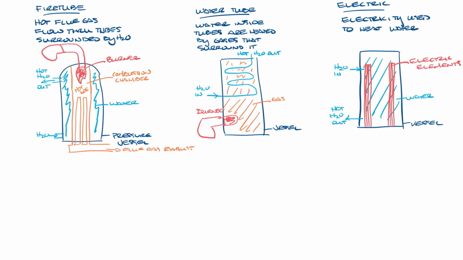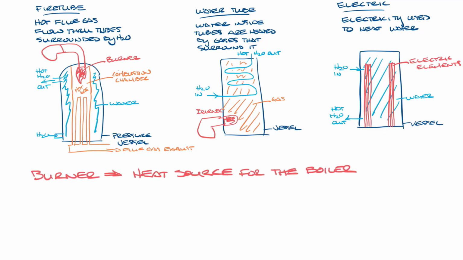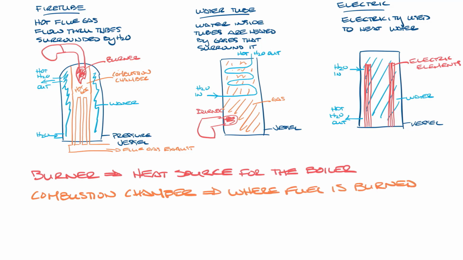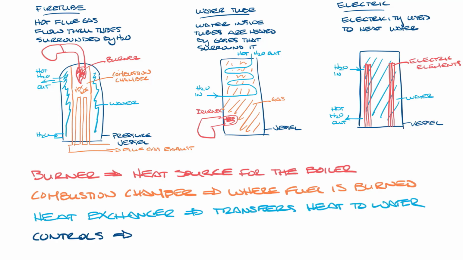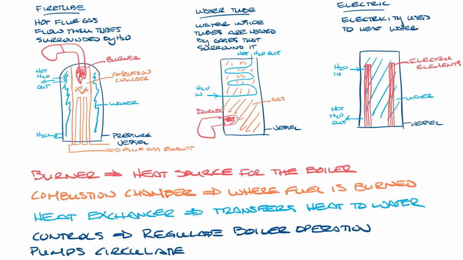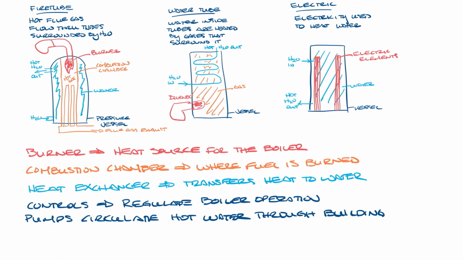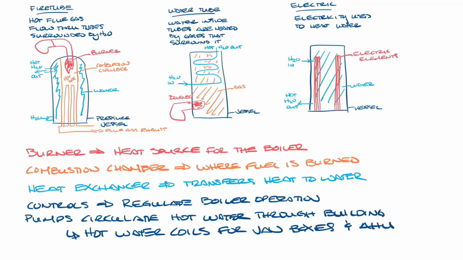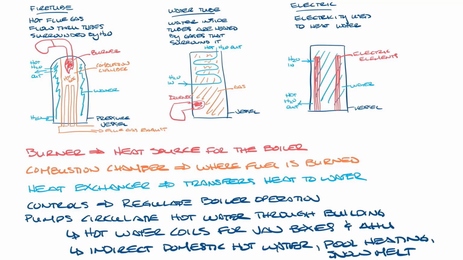The main components of a boiler are the burner, combustion chamber, heat exchanger, and controls. The burner provides the heat source for the boiler. The combustion chamber is the area where fuel is burned in the boiler. The heat exchanger transfers heat from the burner to the water, and then the controls regulate the boiler's operation, including temperature and pressure. And then the hot water is circulated by pumps through pipes throughout the building. The water enters hot water coils in VAV boxes or air handlers to provide heat to spaces. Hot water can also be used for indirect domestic hot water, pool heating, and snow melt.